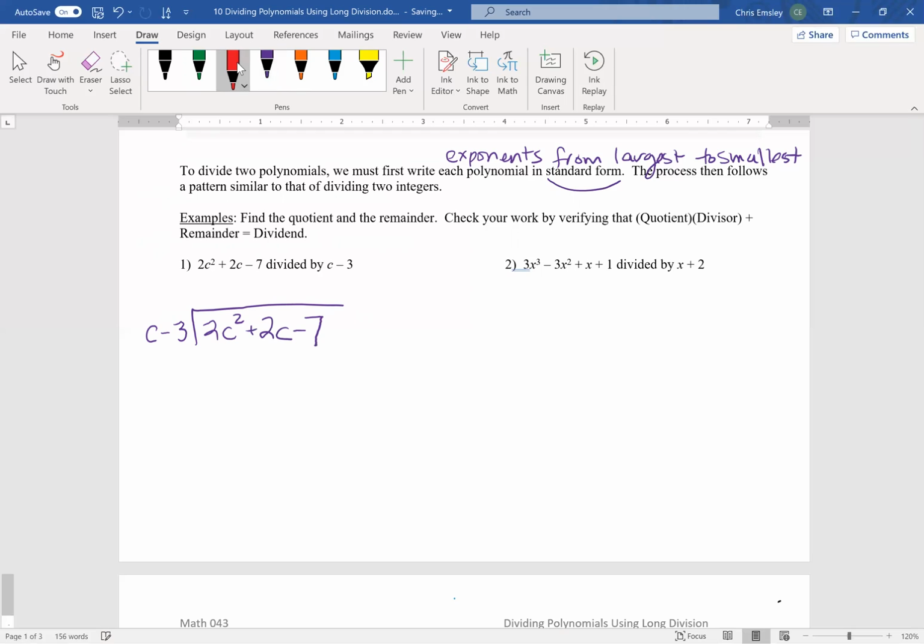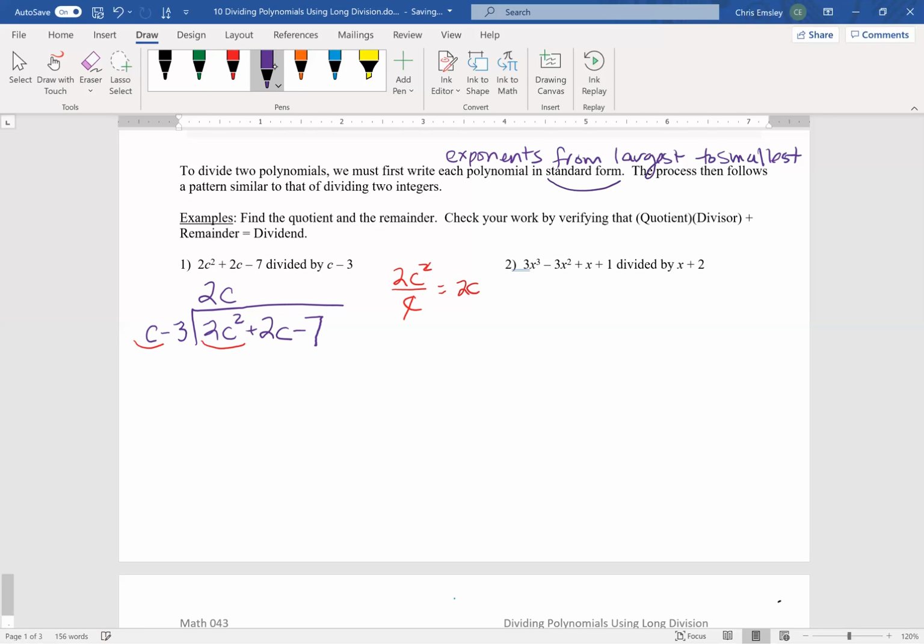So what we're looking for here is how many times does c go into 2c squared? Or an easier way to think about that, I think, is what would I have to multiply c by to turn it into 2c squared? Or another thing you can think of is 2c squared divided by c. One of the c's cancels and we get 2c. That's what I would need to multiply c by to turn it into 2c squared, 2c.